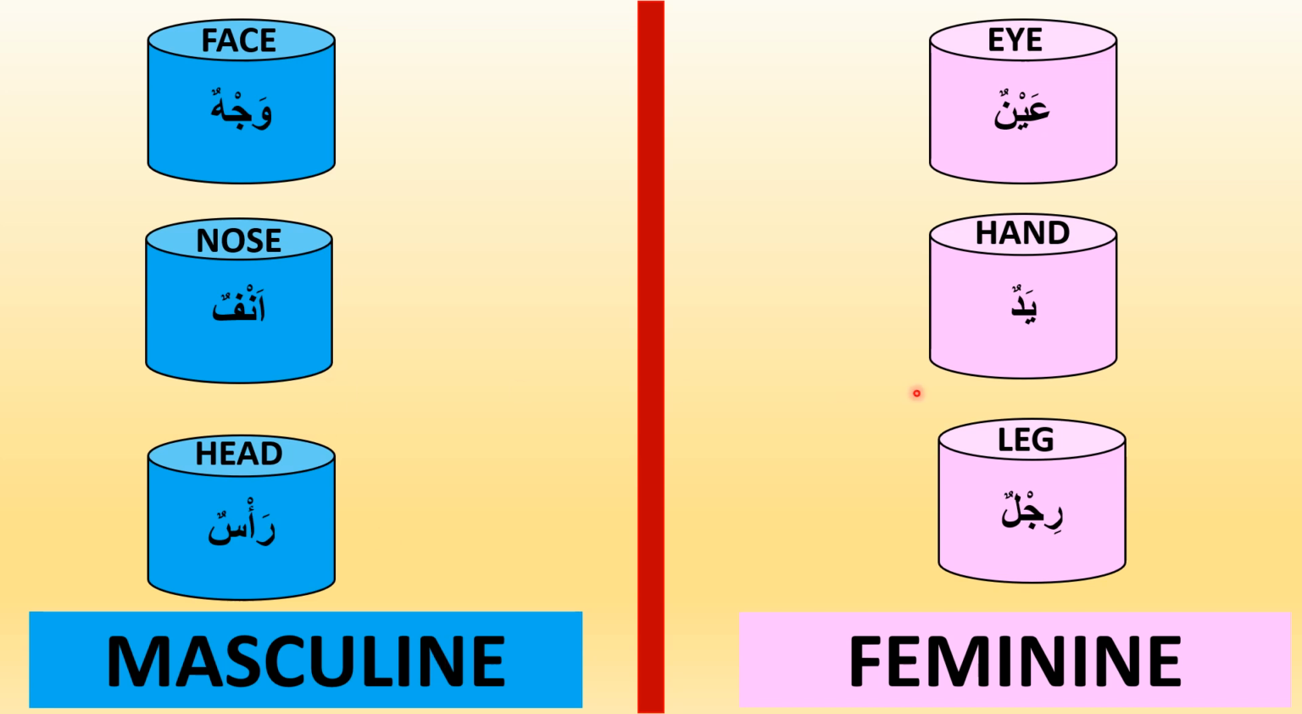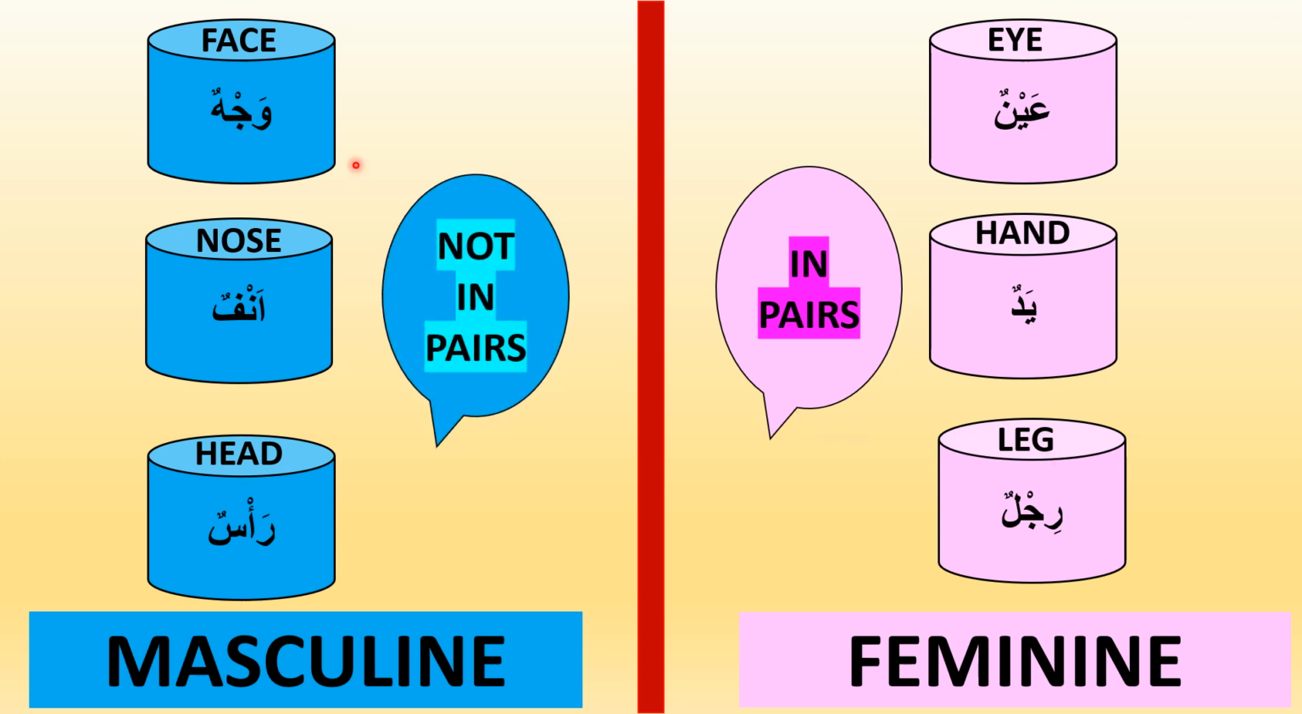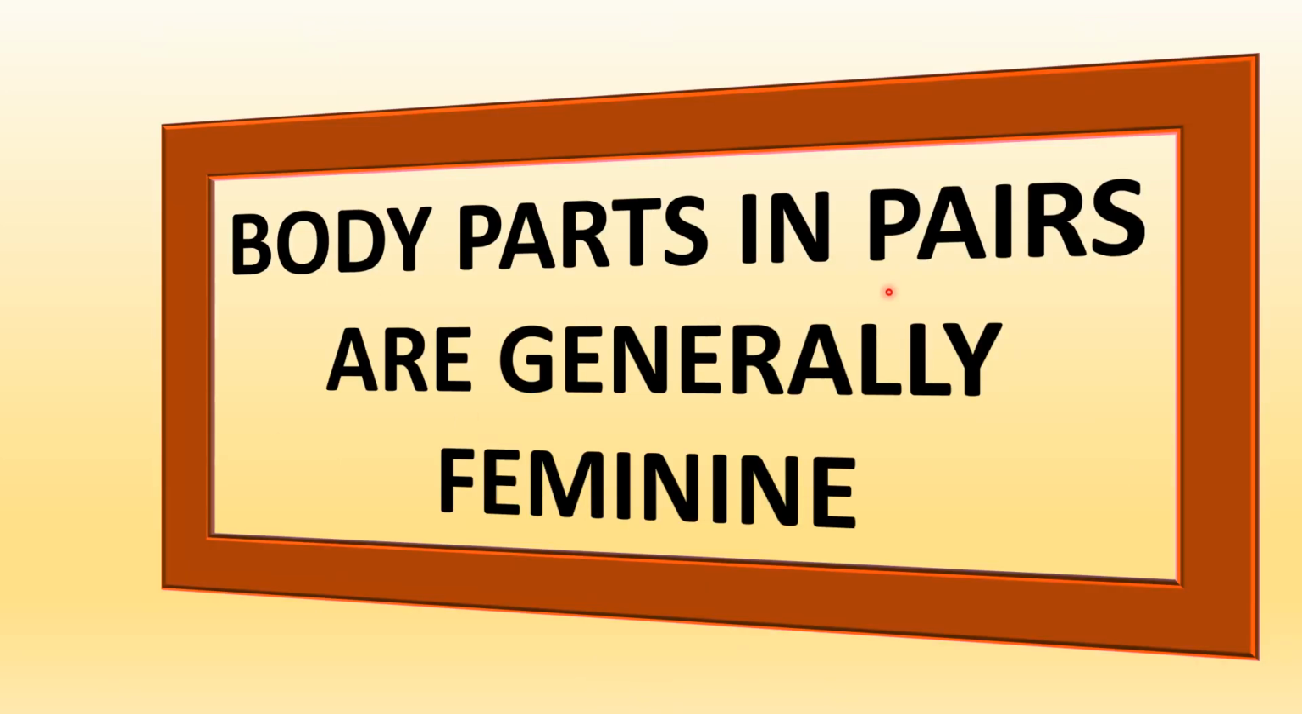Now, why do we have this distinction in gender, masculine and feminine? The reason is because the ones on the right are parts of the body in pairs. 2 eyes, 2 hands, 2 legs we have. While the ones on the left are parts of the body not in pairs. 1 face, 1 nose, and 1 head is what we have. So because of that, we now understand a general principle or rule in Arabic pertaining to gender. Body parts in pairs are generally feminine.